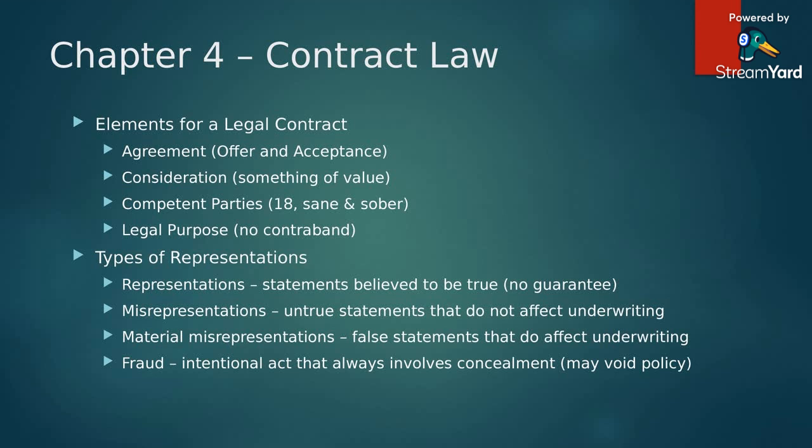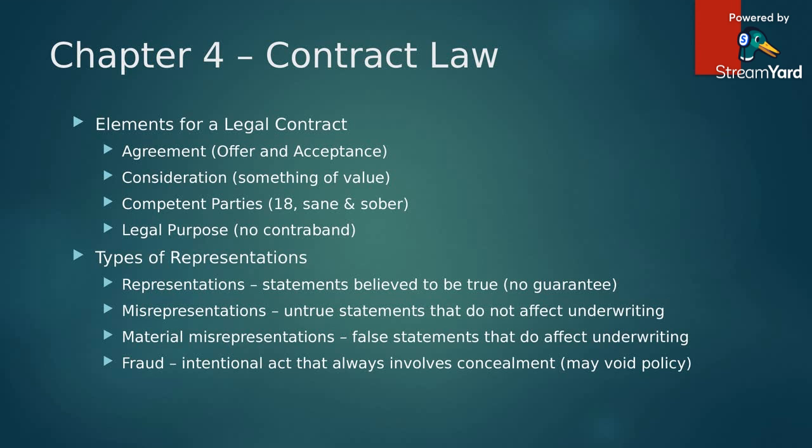The second element of a contract is consideration, something of value on both sides of the contract. For the insured, right, this is the answers that they give on their application along with the payment for the premium. And then the consideration on the contract side for the insurer is going to be the promise to pay in the event of a loss.